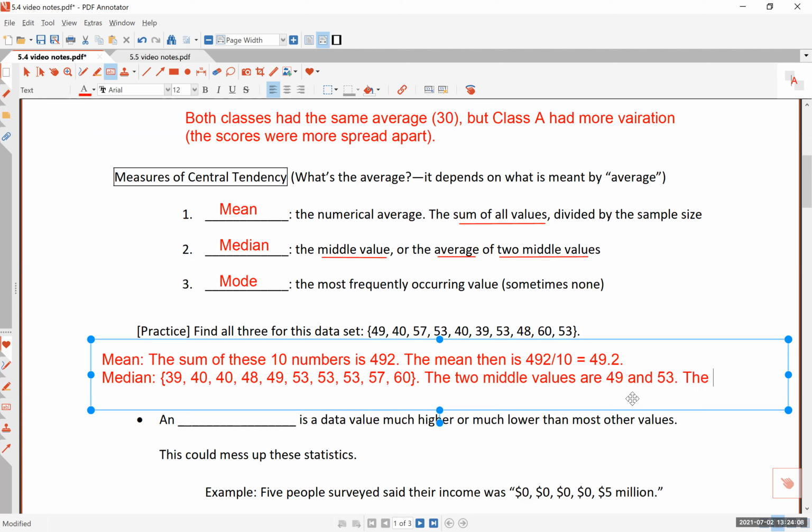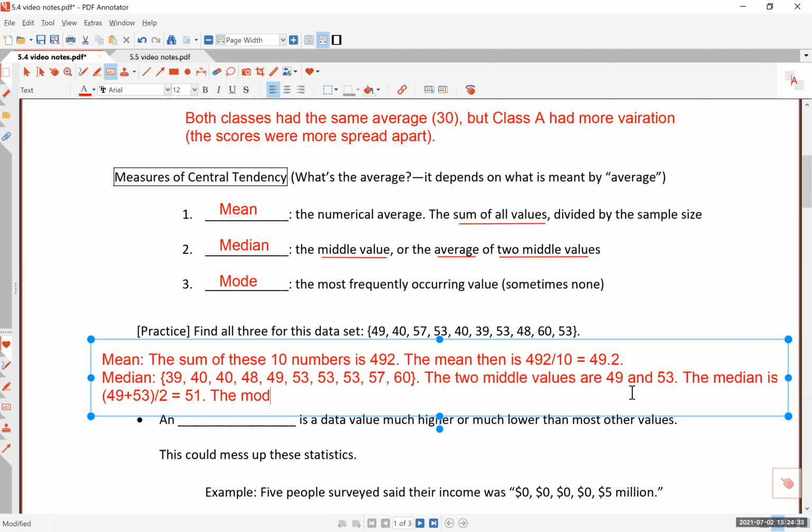So the median is 49 plus 53, and then you divide it by 2. And the answer is 51 because the sum of 49 and 53 is 102. You divide it by 2 to get your 51 as your median. So the mean was 49.2, the median is 51, fairly close, right?